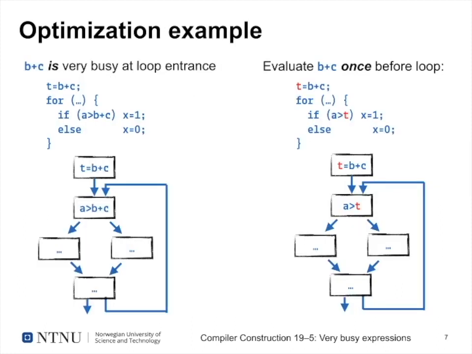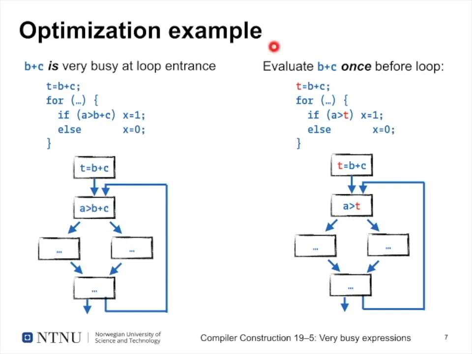So here we have an example. This is our if example from 2 slides ago. So we know a is greater than b plus c is evaluated here as our if condition, and we're not changing b plus c anywhere in our code inside of the loop. So essentially, well, it's pretty obvious. We could evaluate b plus c once. We did it before already, so we know it's a very busy expression. And we can use this result we've calculated before instead of re-evaluating b plus c every time we go through our loop here. And that's exactly what we do here.